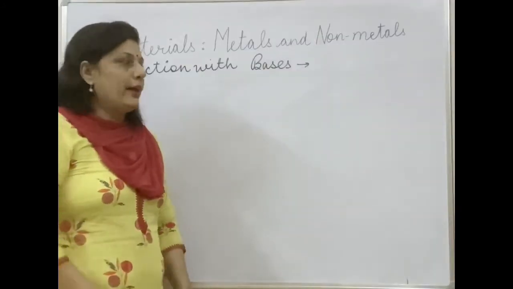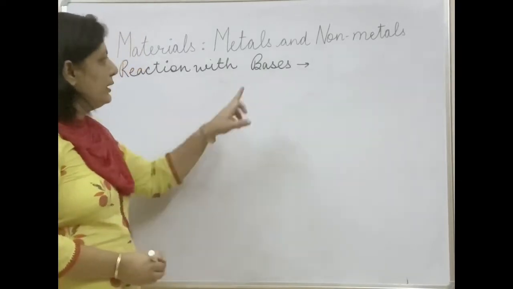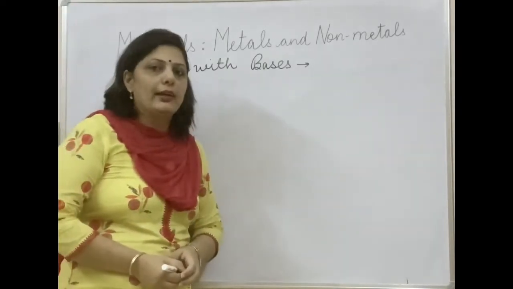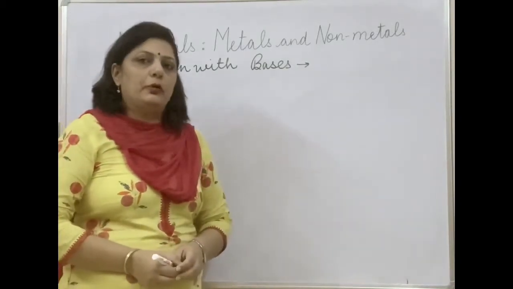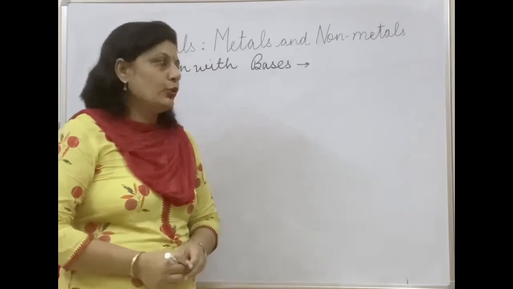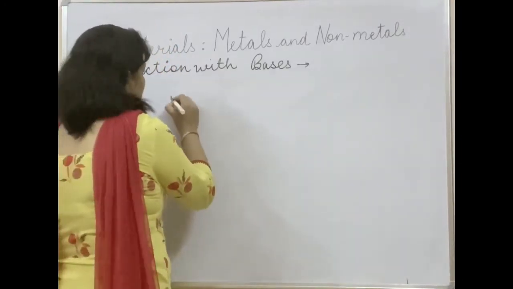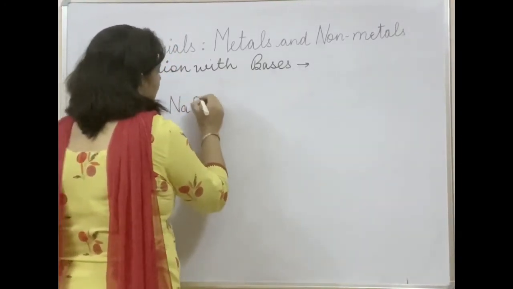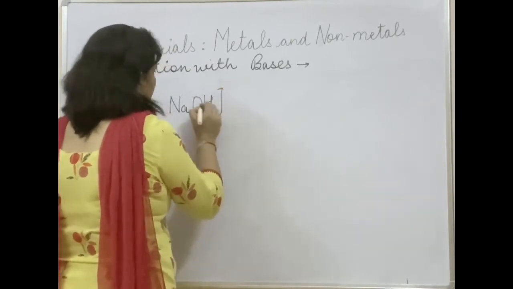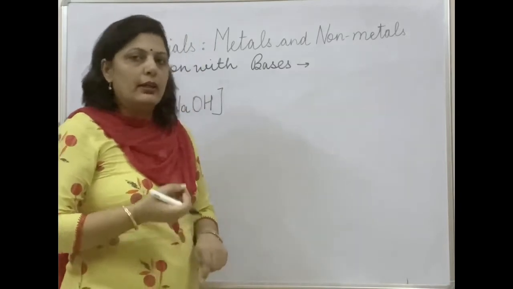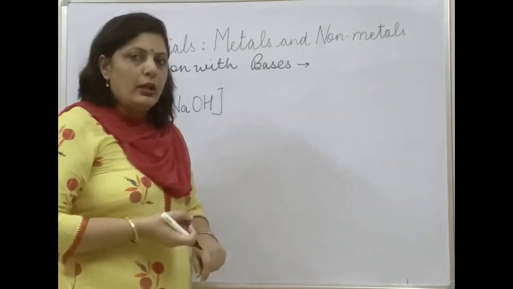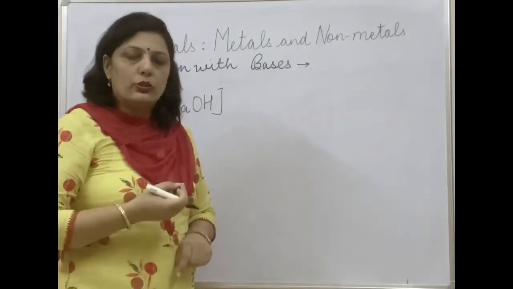So next we have the reaction of elements with bases. How do bases react with the elements? Now this you can understand with the help of an activity. What you have to do is prepare a fresh solution of sodium hydroxide. For that, you have to take 3 to 4 pellets of sodium hydroxide and dissolve them in water. Now your freshly prepared sodium hydroxide solution is ready.